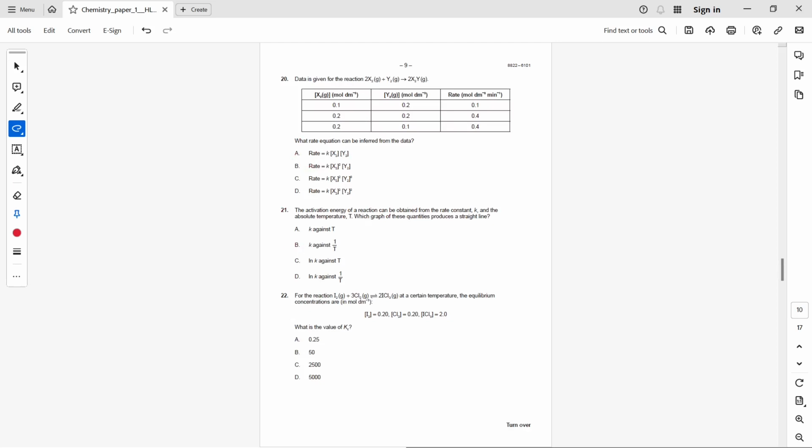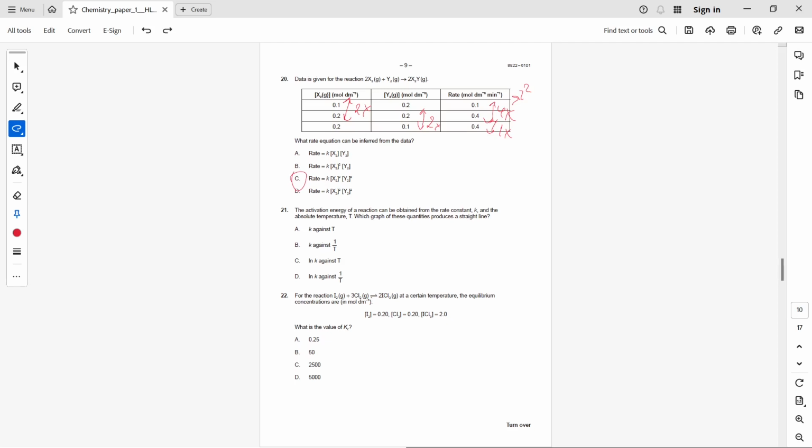For the next question, we can see that this is changed by 2 times, and this is changed by 4 times, or 2 squared. So the X2 molecule is going to be second order, and for this part we see that this is changed by 2 times and this didn't change, so it's going to be 0th order, and the answer is C.